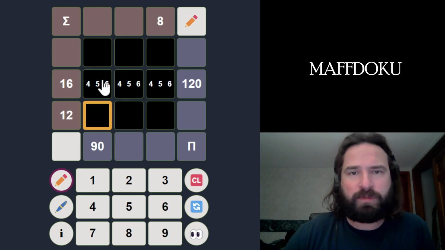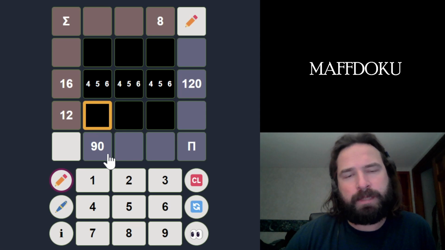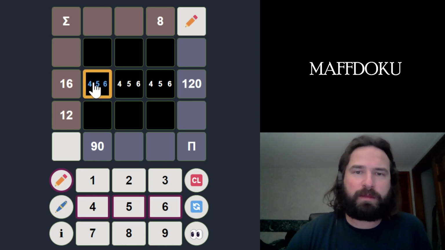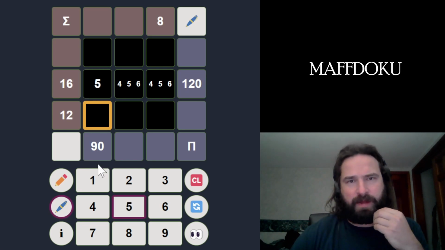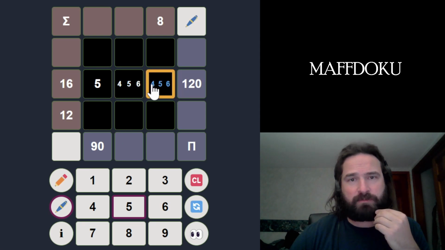Okay, and then we have to multiply to 90. 90 is 45 times 2. 45 is 9 times 5. And that's probably the only way we do that. So we need a 5 in this row and a 5 in this column. So this one has to be a 5. We know that. So 90 divided by 5 is 18. We could do that with a 2 and a 9 or a 3 and a 6, but we can't use a 6 because we have to use a 6 on one of these two. So these are 2 and 9.